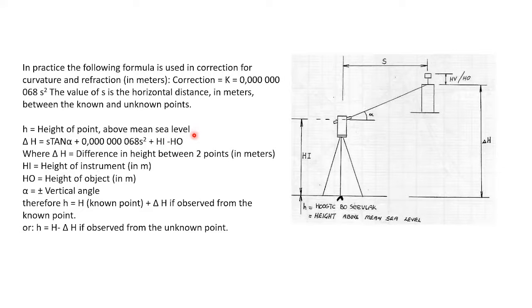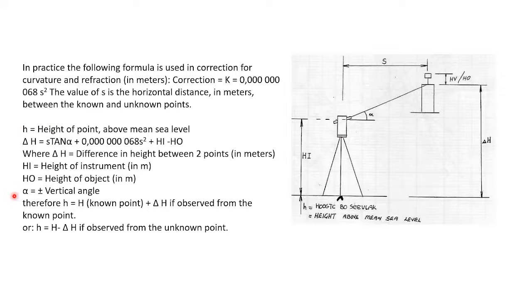Alright, so in practice the following formula is used for correction of curvature and refraction in meters. So this is a value, the k value, which you have to remember. It is 0,7068 s squared. The value of s is the horizontal distance, as I told you, in meters between the known point, which is the trigonometrical station, and the unknown point, which is your height of instrument.